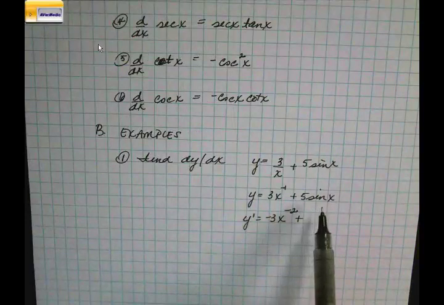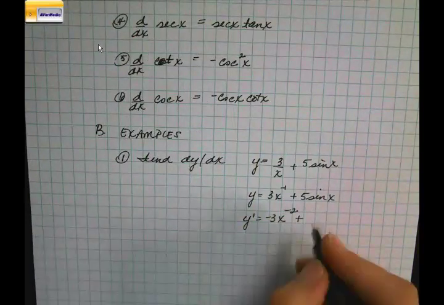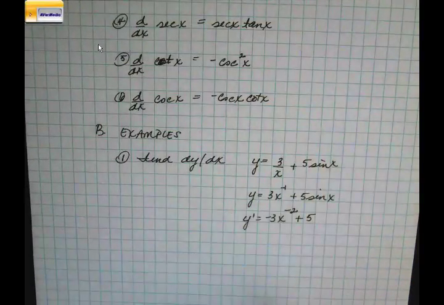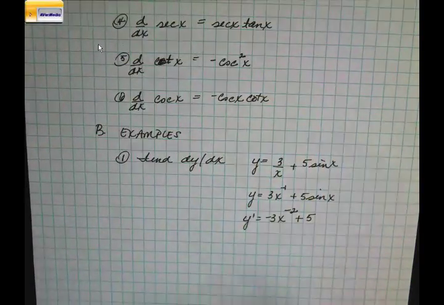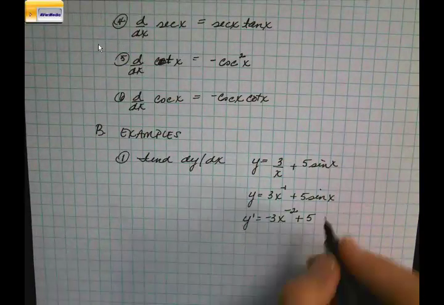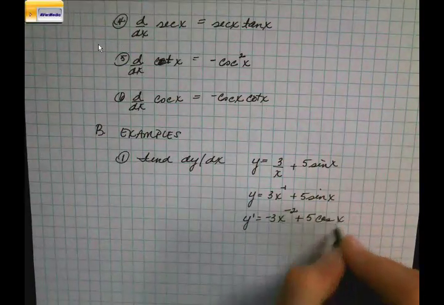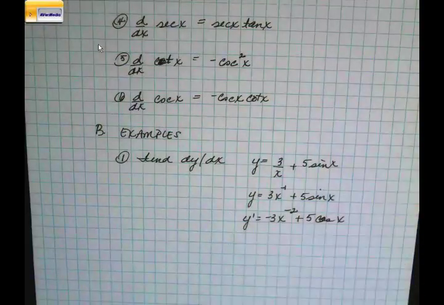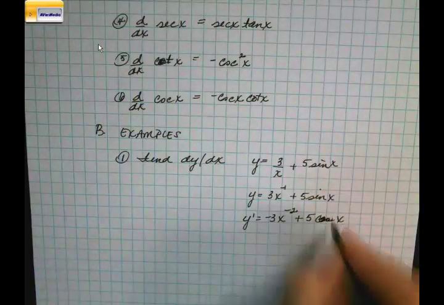And then this one would really be the constant rule, where the 5 comes out, and then you take the derivative of sine x. So the 5 is the constant that comes out front, and then the derivative of sine x we just discovered is cosine x.